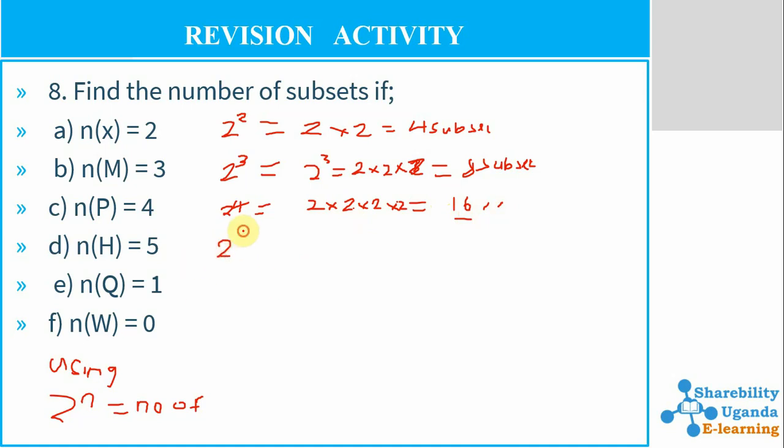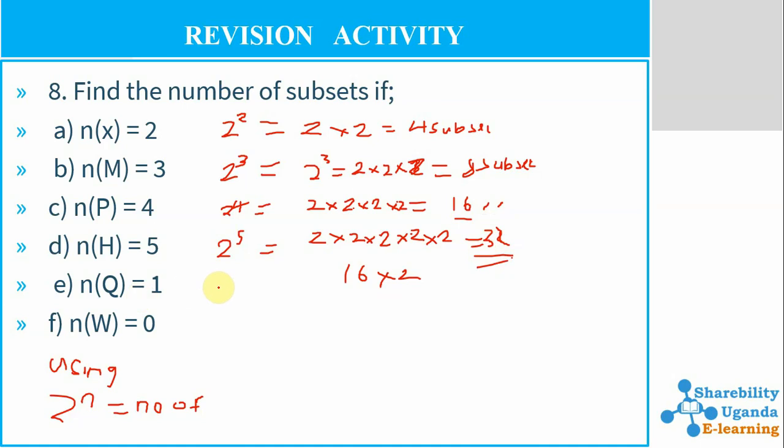Also, this is going to be our 2 to the power 5. Our 2 to the power 5 is going to be 2 times 2 times 2 times 2 times 2, 5 times. That is 2 times 2, then 2 times 2, that is our 16, times 2. We shall be able to get our answer here as, what is 16 times 2? That is 32 subsets.